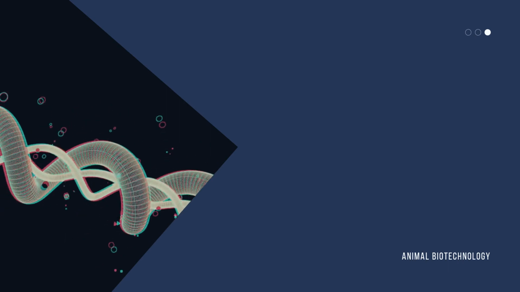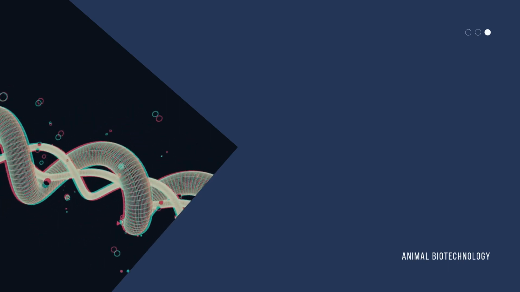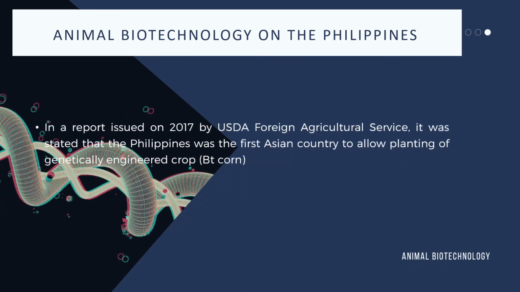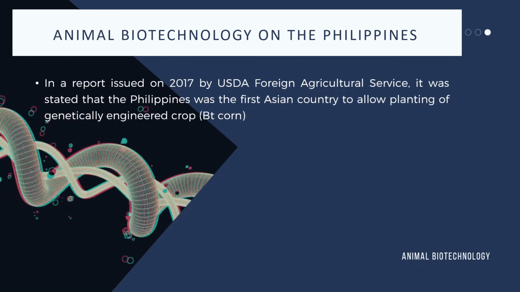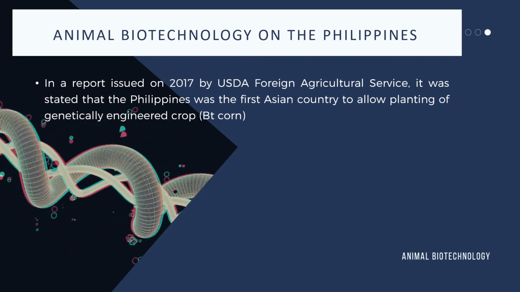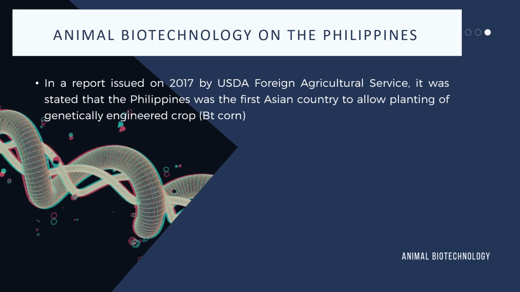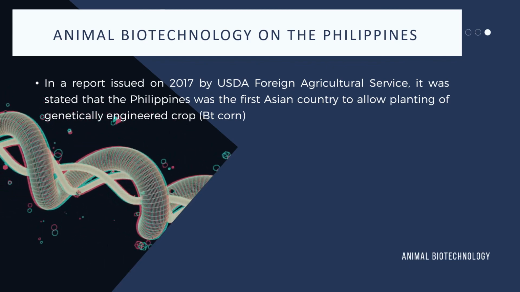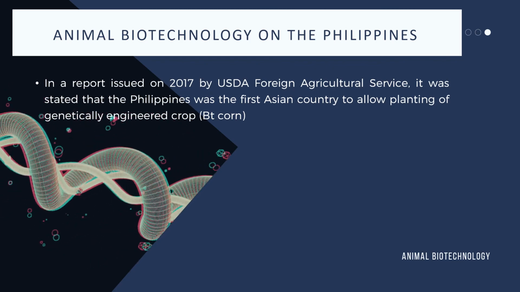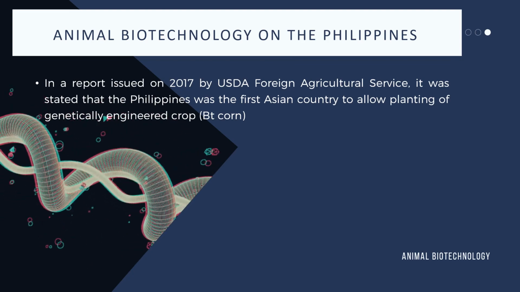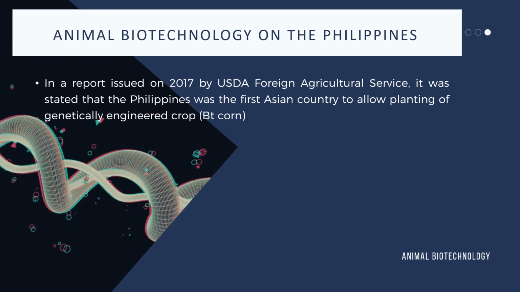To conclude this discussion, let's tackle the status of animal biotechnology in the Philippines. In a report issued in 2017 by the USDA Foreign Agricultural Service, it was stated that the Philippines was the first Asian country to allow planting of a genetically engineered crop, the Bacillus thuringiensis corn. However, based on their outlook, no GE animals or clones are expected within the next 5 years. There's no regulatory framework or legislation for the development of animal biotechnology.